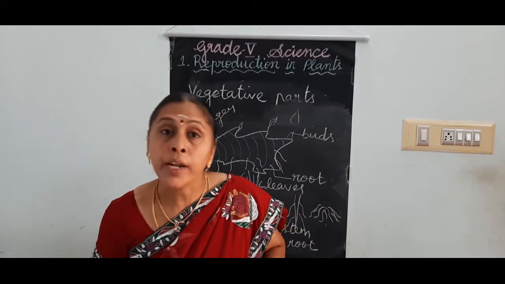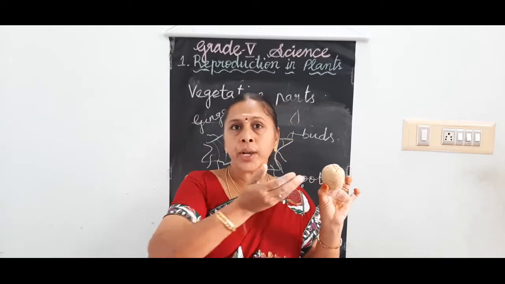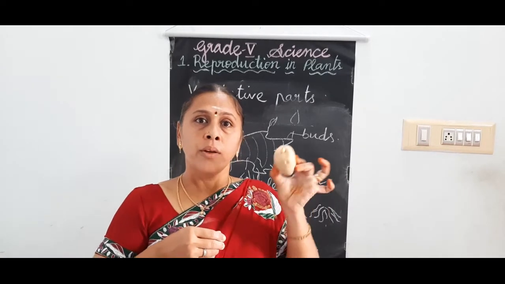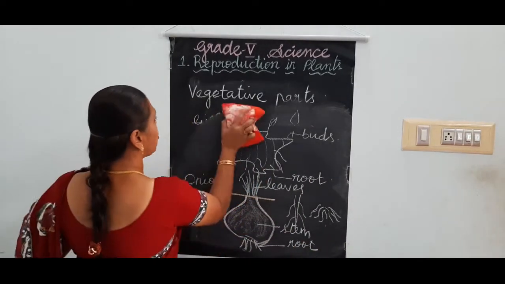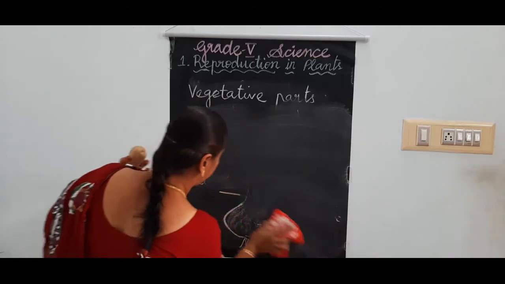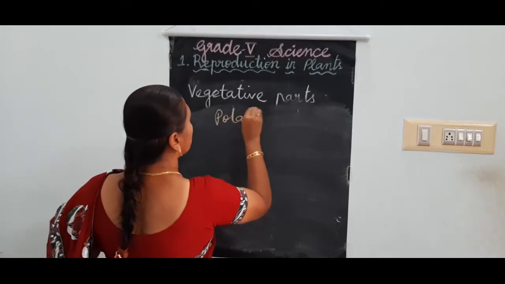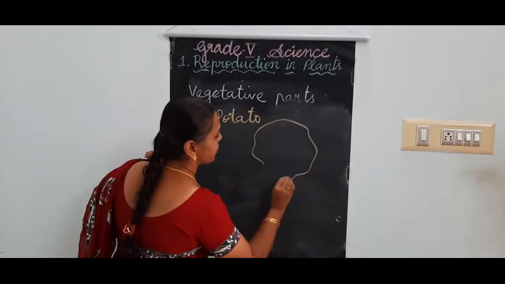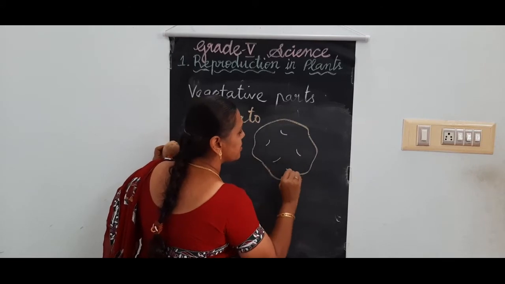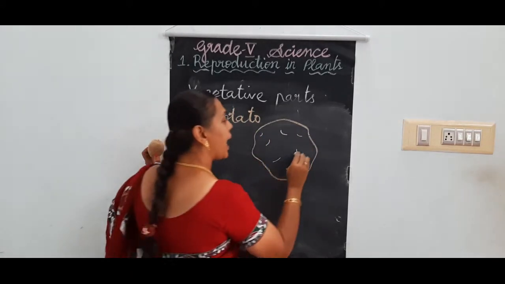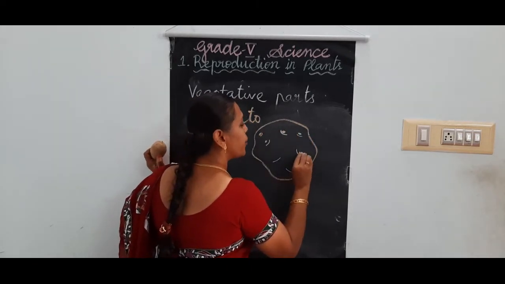Next one, potato. I said potato is also an underground stem, is it not? So it will also be there in your kitchen. Go and take that in your hand. You can have a look at it, how the potato is seen. In the potato, you can see small scars and a small dot, and this is called the eye of the potato.